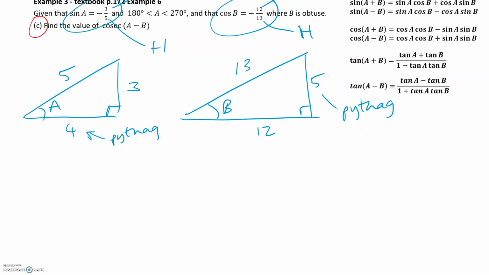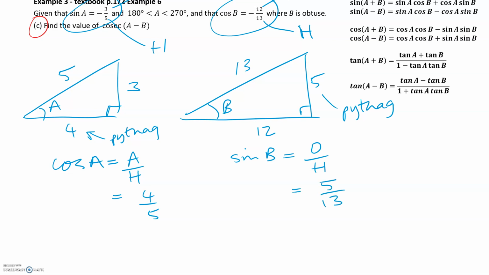So using the triangle on the left here, we want to get a formula for cos A. We want to get a fraction for what cos A equals. Cos A is the adjacent over hypotenuse, so cos A is going to be 4 over 5, and we'll come back to the sine in a minute. Over here, sine B is the opposite over the hypotenuse, and the opposite is 5, hypotenuse is 13. Now we need to decide what's positive here and what's negative.